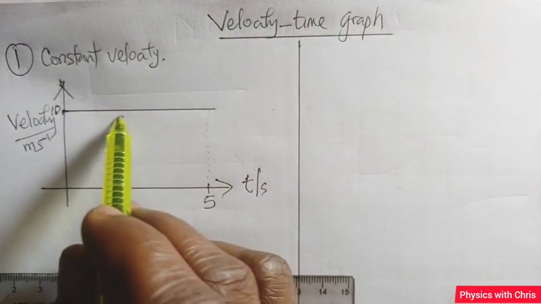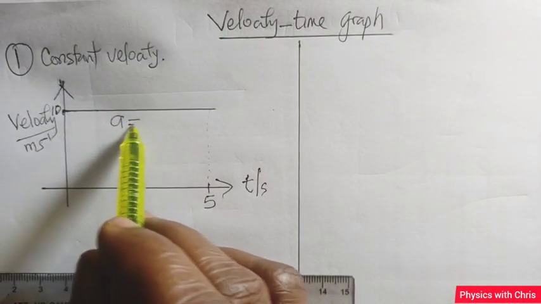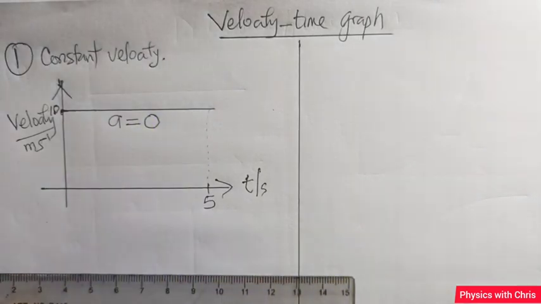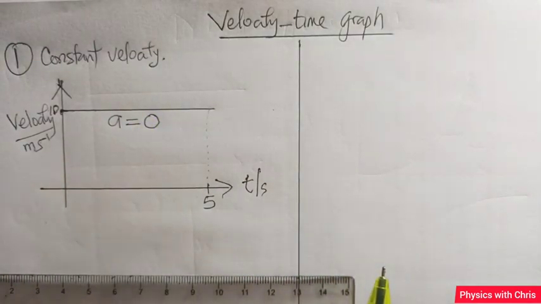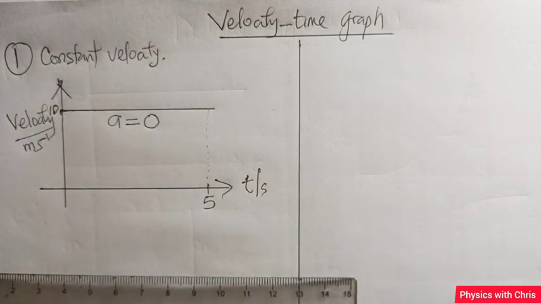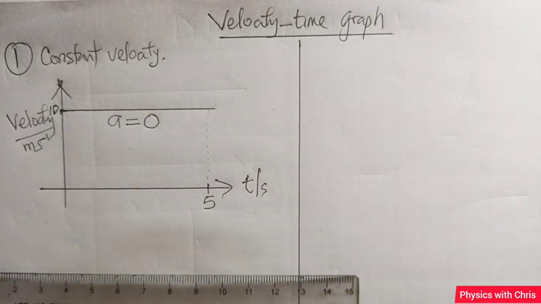And when the body's velocity is constant, we always say the acceleration of the body is zero. The body is not accelerating. Remember that for a body to accelerate, its velocity must be changing, either increasing or decreasing. Of course, when its velocity is decreasing, we say the body is decelerating. So this is a graph of constant velocity drawn on a velocity time graph, which also means zero acceleration.